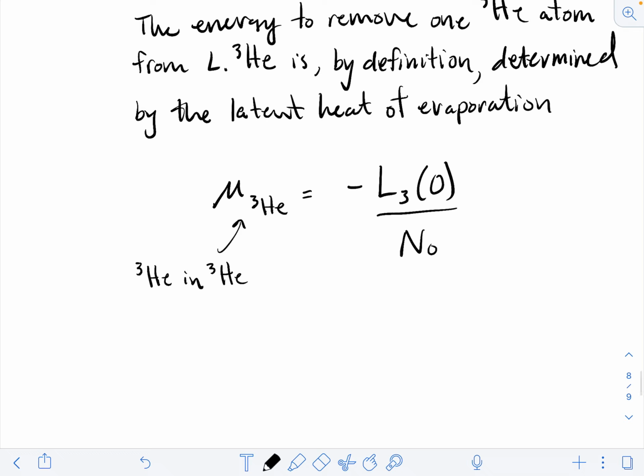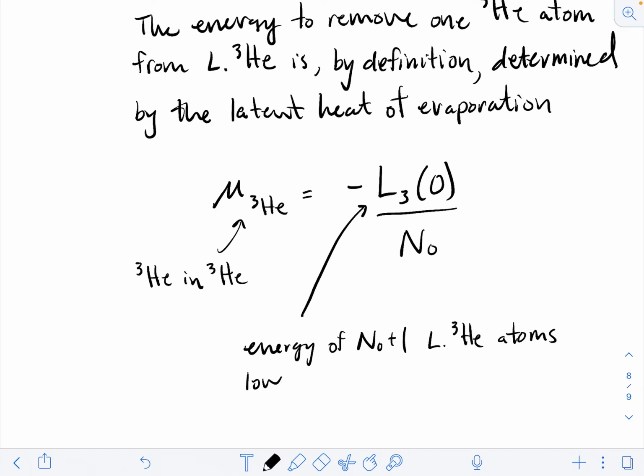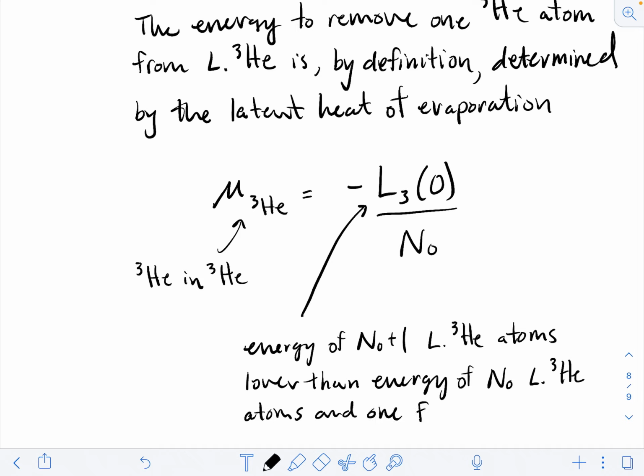So L sub 3 is the energy of N0 plus 1 liquid helium-3 atoms, which is lower than the energy of N0 liquid helium-3 atoms plus 1 free helium-3 atom.